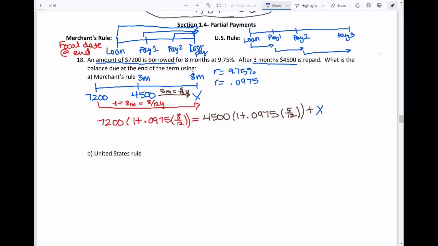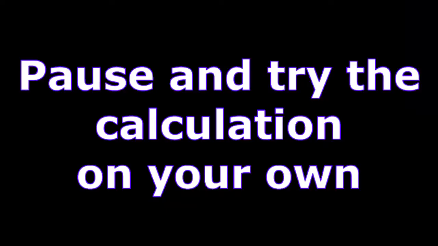So now we have our equation: 7,200 times (1 plus 0.0975 times 8/12) equals 4,500 times (1 plus 0.0975 times 5/12) plus x. And again, x doesn't need anything on it because it's at the end of our timeline, where we want it. So let's look at calculating this.